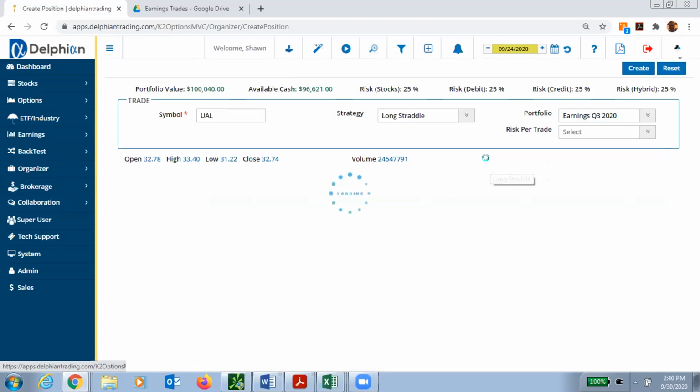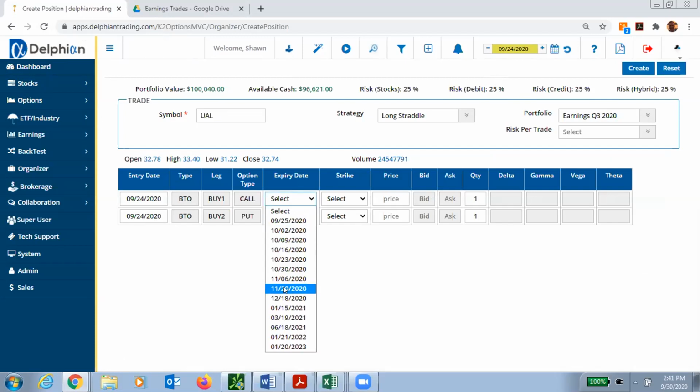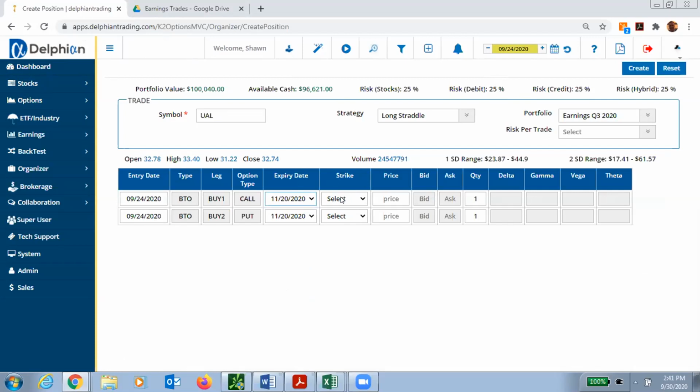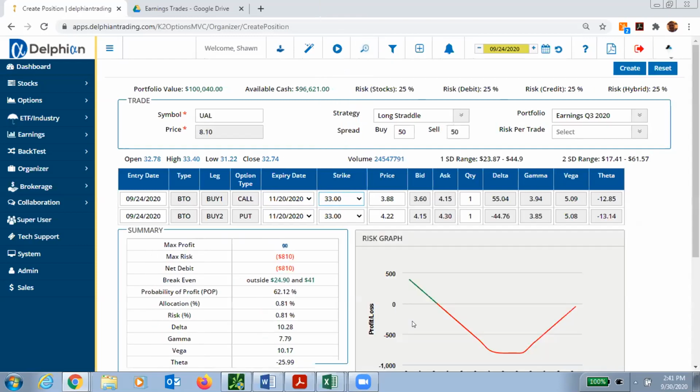So here's my long straddle. You can go into your option chain and pull out the option chain to see exactly which options you should be doing. I know we're looking at about 60 days out, so I'm going to go to the November 20th options. And since we're doing the straddle, we're going to be doing options at the money. So the stock is trading, right here it shows open 32.78, close 32.74. So I'm basically going to use options that are at the money. You could either use the 32 or a 33 at this point. I'm going to put 33s in there.